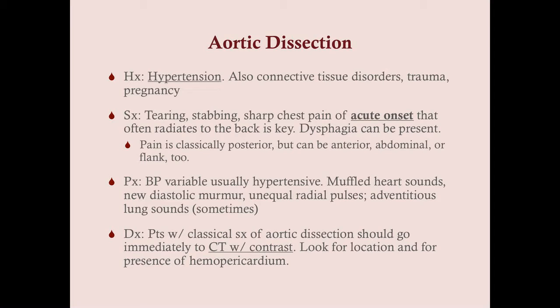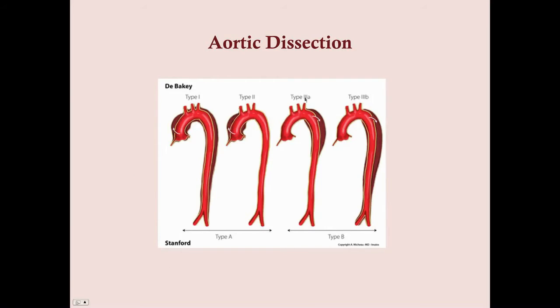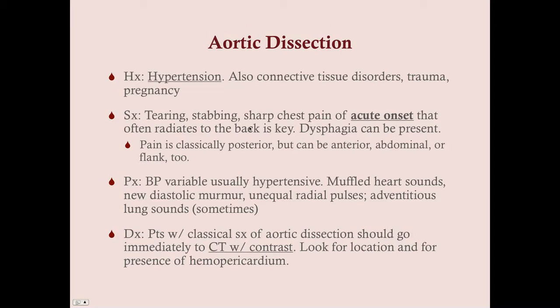Unequal radial pulses are not unusual either, and that's also due to the fact that, where do you get your radial pulses? Well, it's going to come from your innominate artery, and it's going to come from your left subclavian artery. So if you have a dissection in between them or before it, you can possibly show up with unequal radial pulses. Adventitious lung sounds are rare in aortic dissection just because that would show a late progression of the disease.